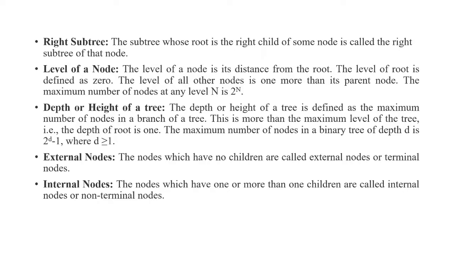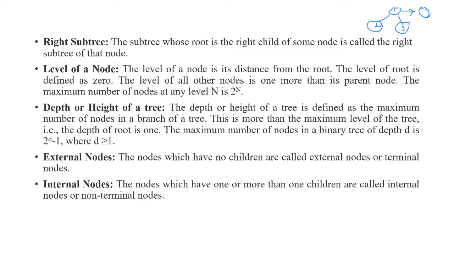The level of the tree is defined as 0. Whatever the level, the level of a node means the distance from the root. So the level of the root is always 0. Here there is 1, 2, and this one is 3. The level of the root node is always 0. The level of all other nodes is 1 more than its parent's.